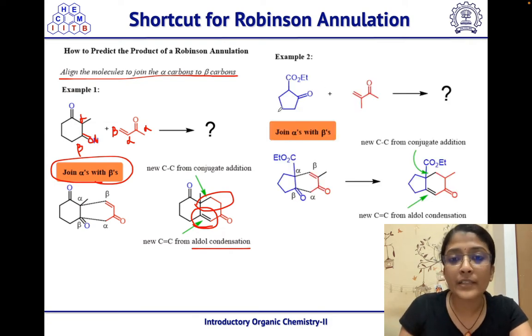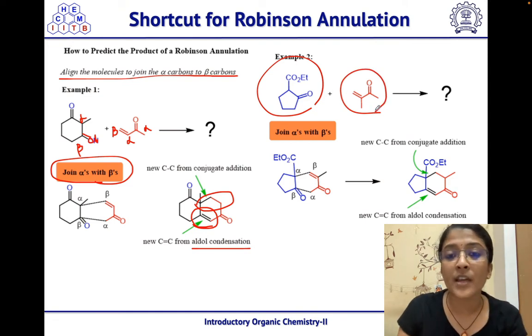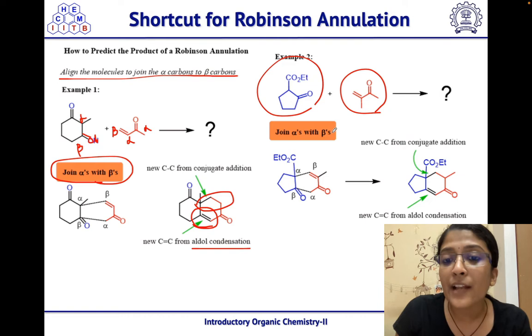So we have this system, and this is the conjugated ketone, an alpha beta unsaturated ketone. So we have to join the alphas with beta.